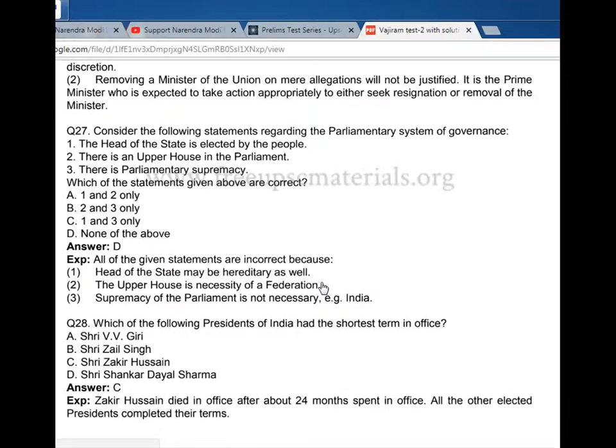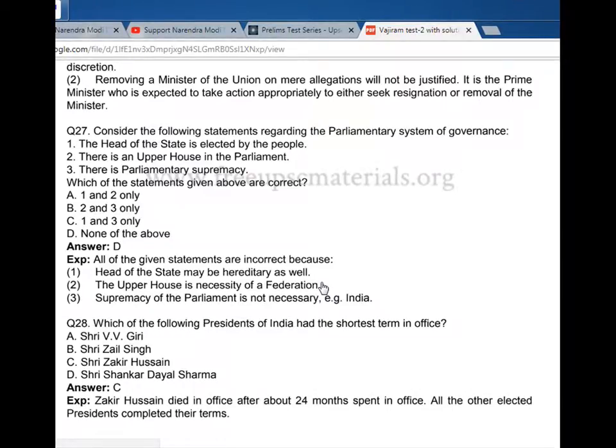Consider the following statements regarding the parliamentary system of governance. All are not correct. The head of the state is elected by the people, not correct. There is an upper house, not correct. All given statements are incorrect, because the head of the state may be hereditary as well. The upper house is necessary in a federation. The supremacy of the parliament is not necessary.